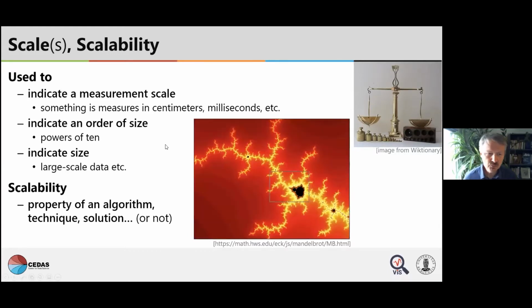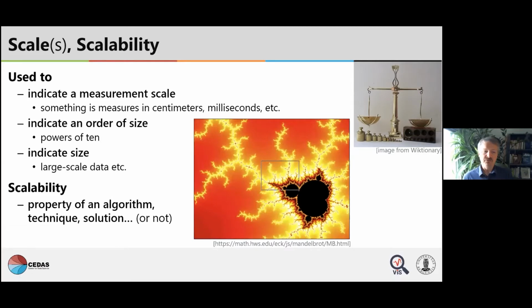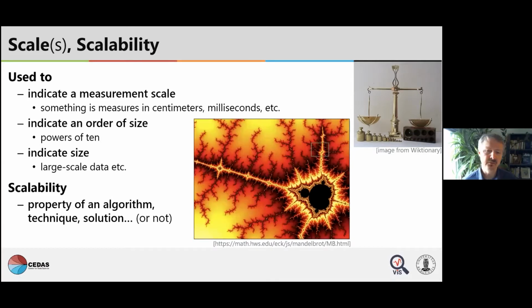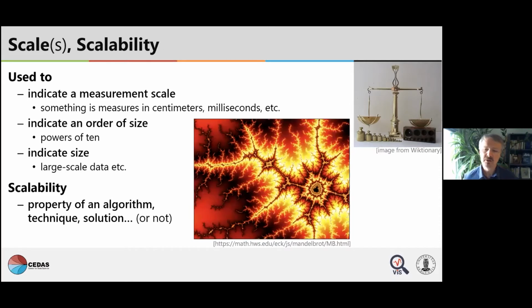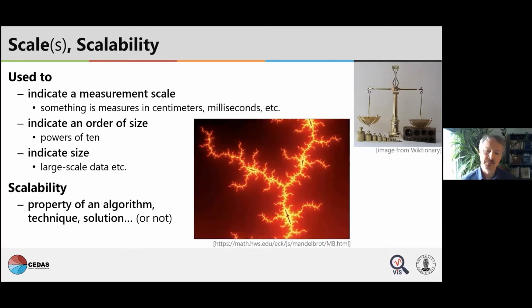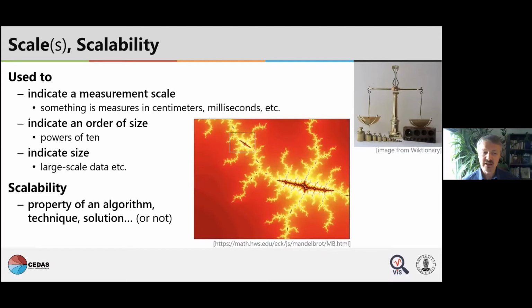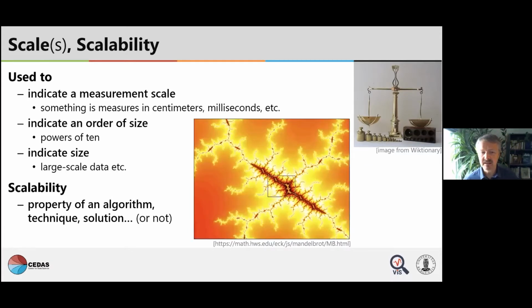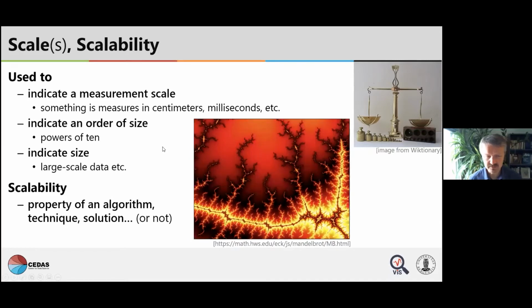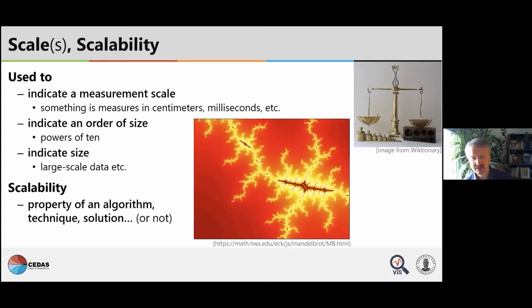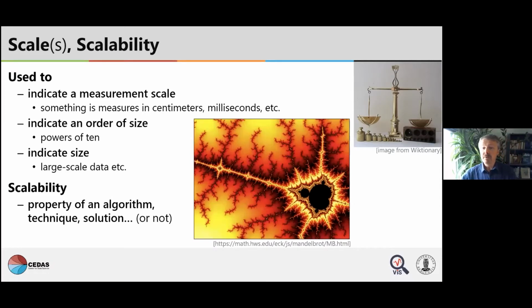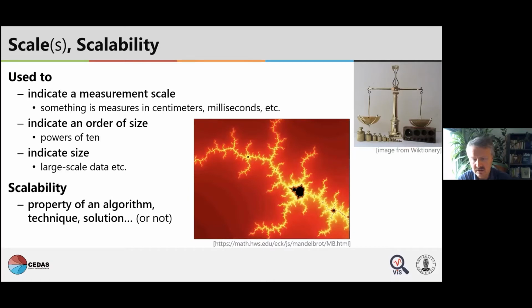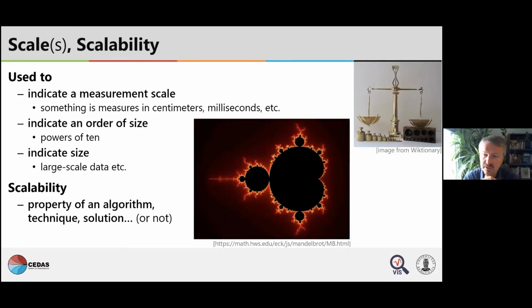Another use is that of an order of size. I think many of us have looked at this famous old short movie, The Powers of 10, where you have an almost infinite zoom from the smallest scales to the largest scales, illustrating very nicely that our world is composed of many different scales at different sizes. And then sometimes when we use the word scale, we mean simply big or large amounts of data, maybe big problems.